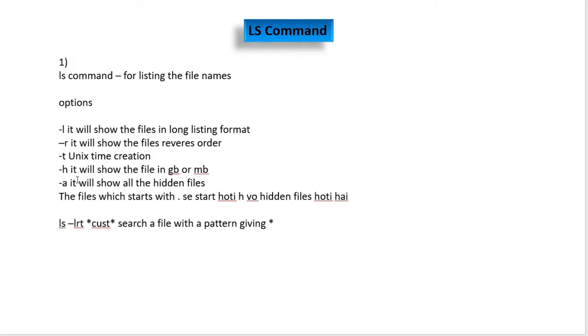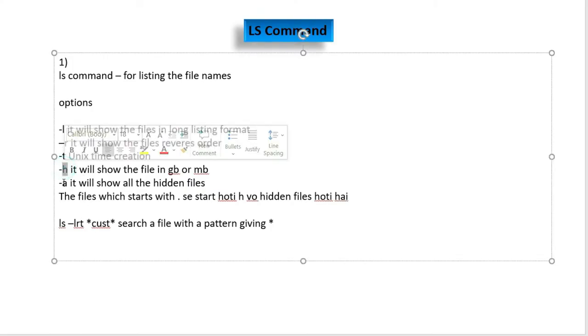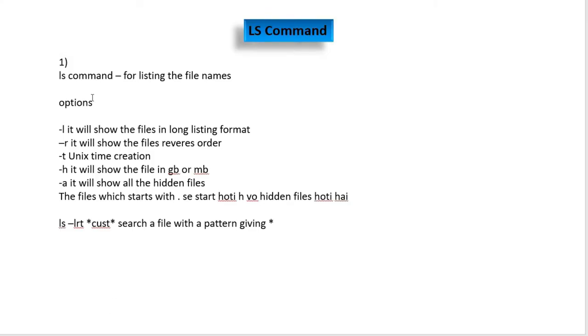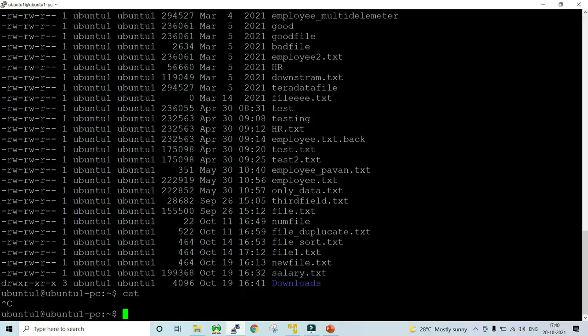Another options that we have are -h and -a. The -h option is used if you want to see the size of the file in MBs or GBs. And the -a option if you also want to see the hidden files. So these are the options available with the ls command. There are a couple more options also available, but these are the frequently used options that we can use with the ls command. Now let's go to PuTTY and run this command.